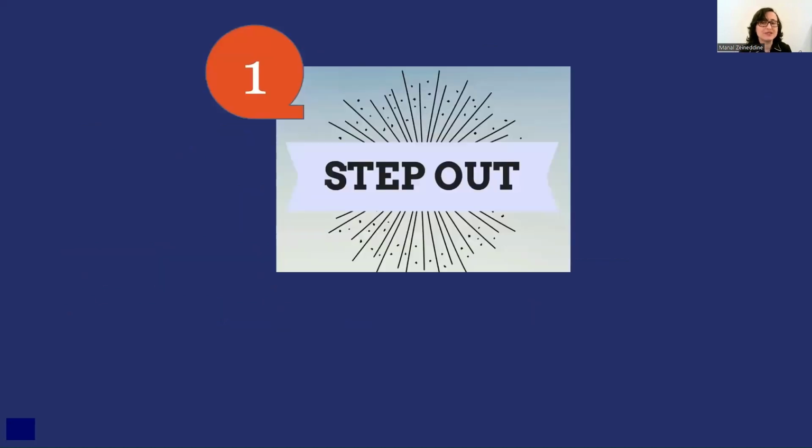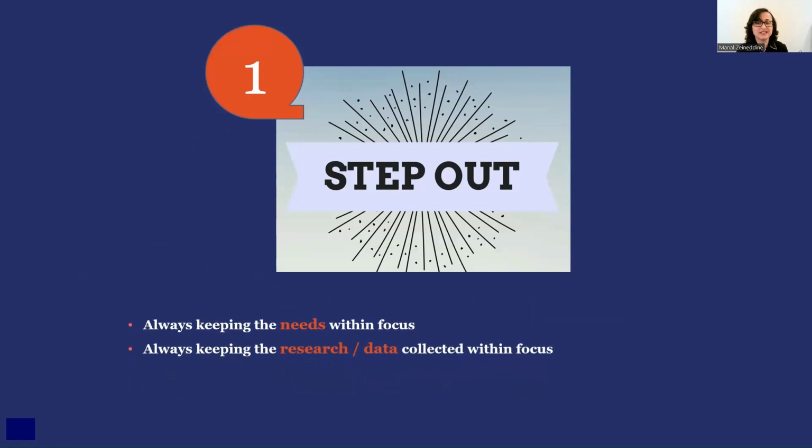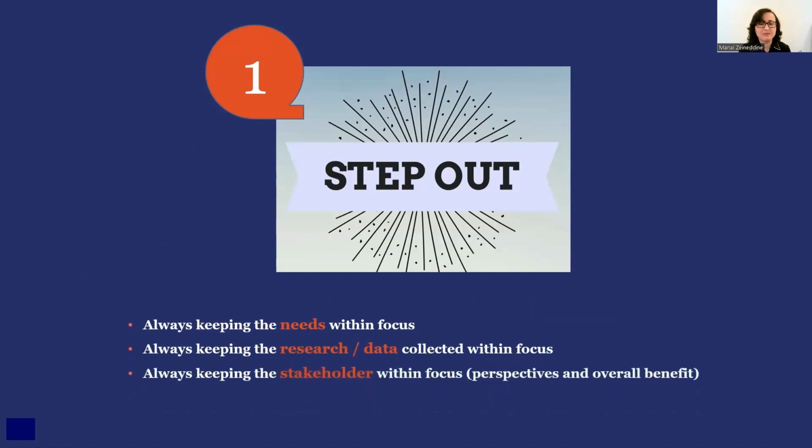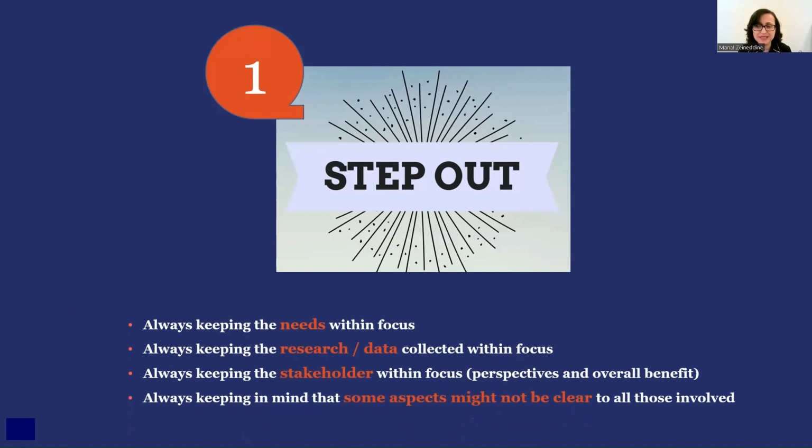So how do we study our governing factors? The point number one, or step number one, is to step out. You're always keeping the needs within focus. We are always keeping the research or data collected within focus. We are always keeping the stakeholder within focus. And here we mean the perspectives and the overall benefit. And we're always keeping in mind that some aspects might not be clear to all those involved. And this funnels to the lack of communication, one of the most prevalent barriers for success in schools, which is lack of communication. You're stepping out and keeping all these in mind.